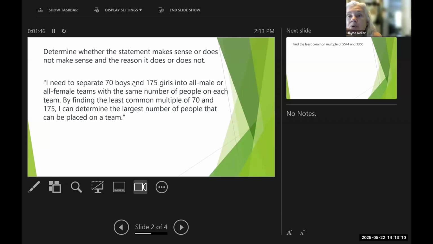What does make sense is that I would want the greatest common factor, because I'm dividing these up. If I found the greatest common factor of 70 and 175, well, now I can divide it into both of them and end up with even numbers of teams. So don't get fooled by the greatest common factor and the least common multiple. The greatest common factor is going to be a smaller number than at least one of the numbers, and the least common multiple is going to be bigger than at least one of them.